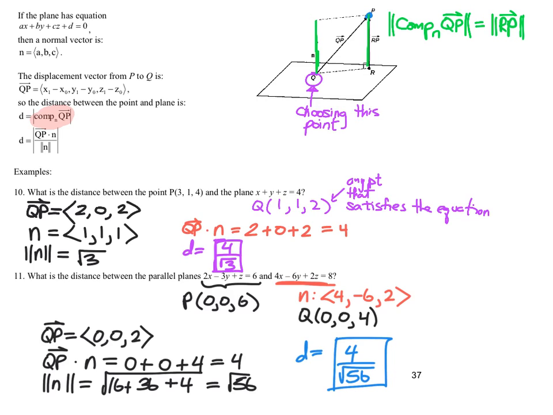I've mentioned this before, but I don't think I can say it often enough. I'm not overly concerned with simplifying fractions and things like that. The only thing that I need you to do is the obvious cases. So don't ever leave it as 20 over 2. Make it a 10. But 4 over root 56, you can leave as is.